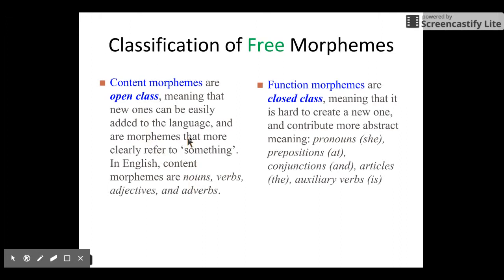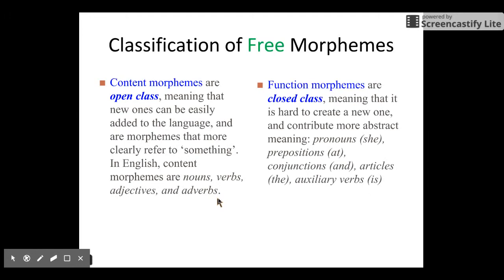And one feature of content morphemes is that it's fairly easy to create a new one and add the new content morpheme into the language system. In other words, just create a new word. On the other hand, we have closed class. Let me go back again. So in English, content morphemes are nouns, verbs, adjectives, and adverbs.